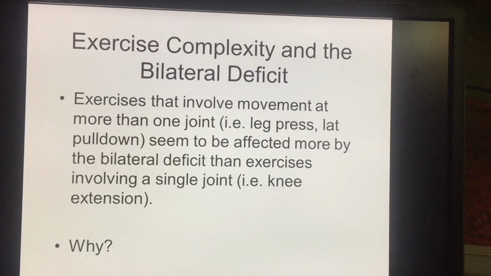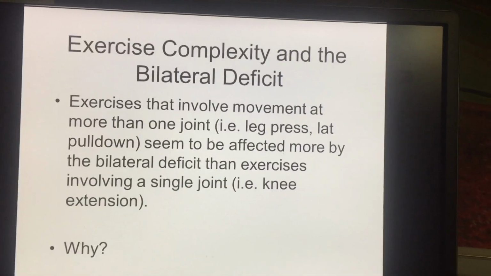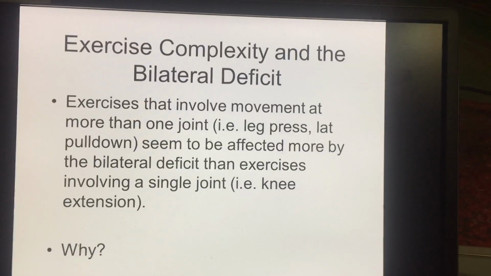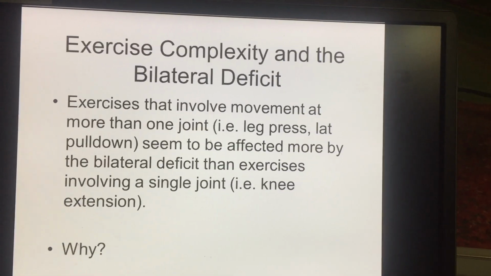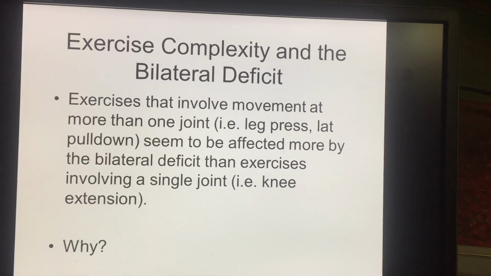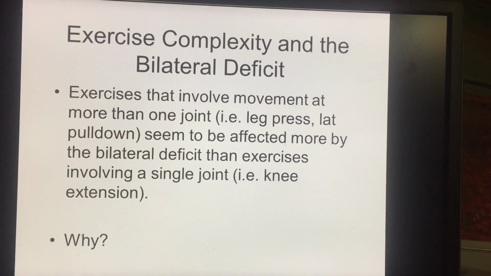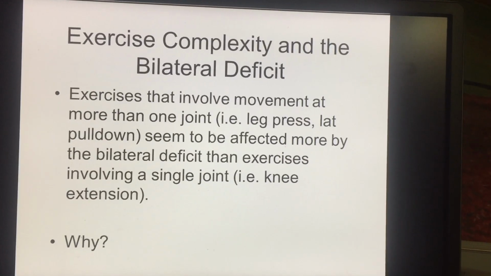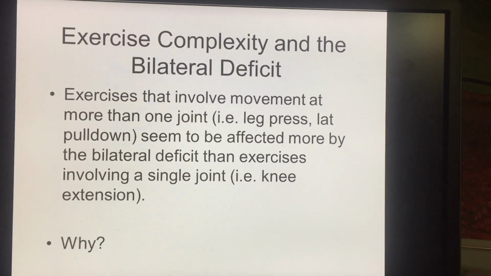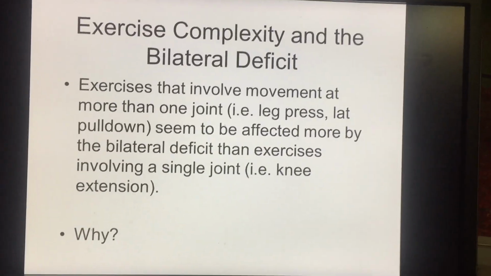So an exercise such as a multi-joint exercise like the leg press, it involves a greater amount of stabilization. And so you see a high bilateral deficit for an exercise such as the leg press. Whereas something like the knee extension or a hand grip exercise, it doesn't involve as much stabilization, and you see less of a bilateral deficit.